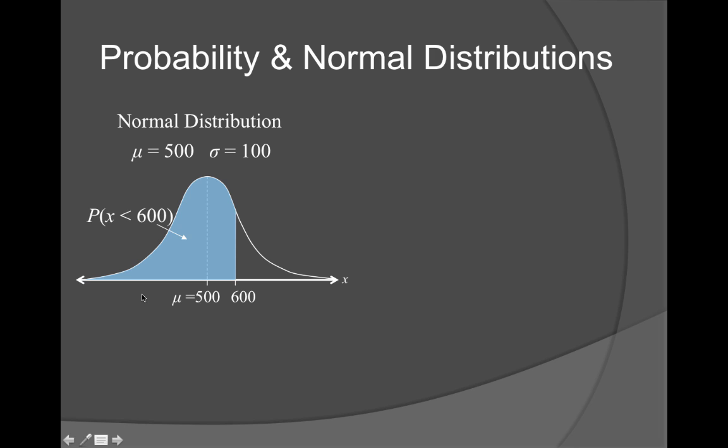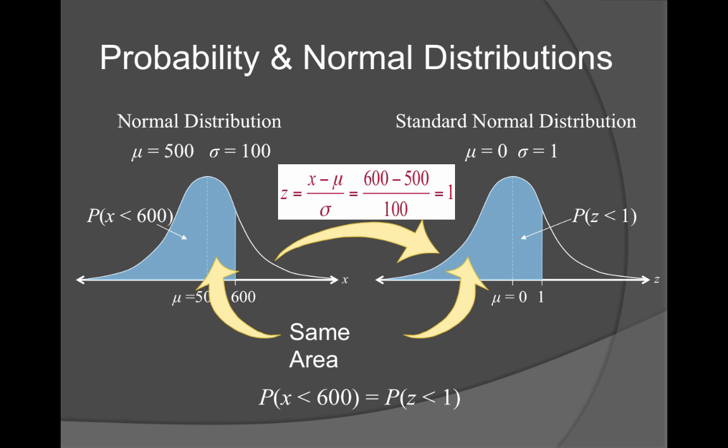In a plain old normal distribution, we're going to be able to use Excel to calculate this probability. Remember, probabilities are always to the left of the random variable that we're interested in. Here, in a plain old normal distribution, mu is 500, our standard deviation is 100, and we're interested again in the probability that x is less than 600.